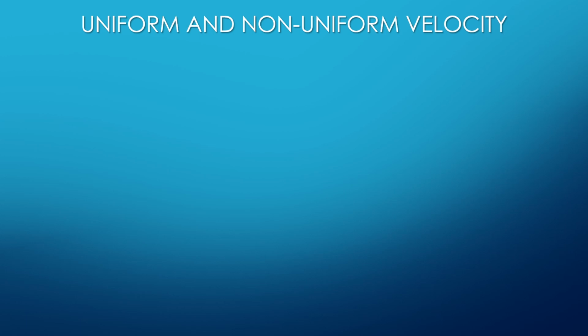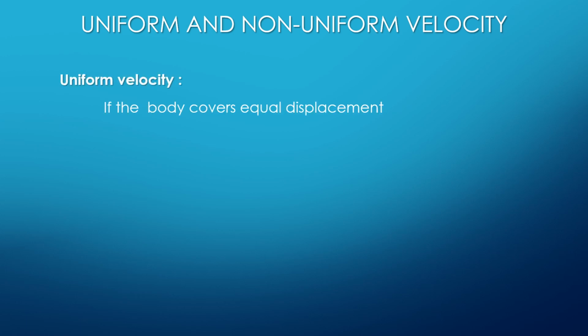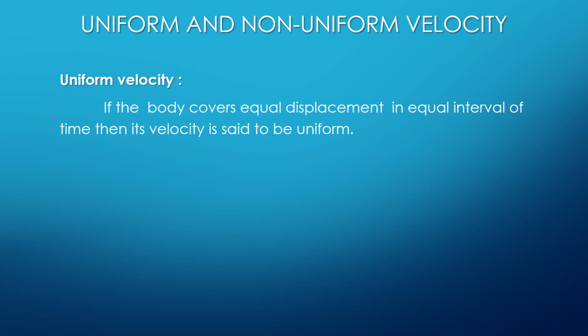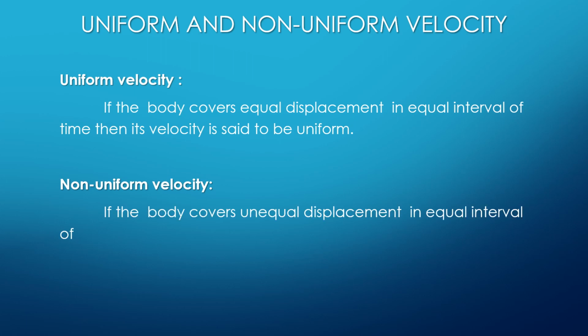Let's understand the uniform and non-uniform velocity. Let's define uniform velocity. If the body covers equal displacement in equal interval of time, then its velocity is said to be uniform. Let's define the non-uniform velocity. If the body covers unequal displacement in equal interval of time, then its velocity is said to be non-uniform.